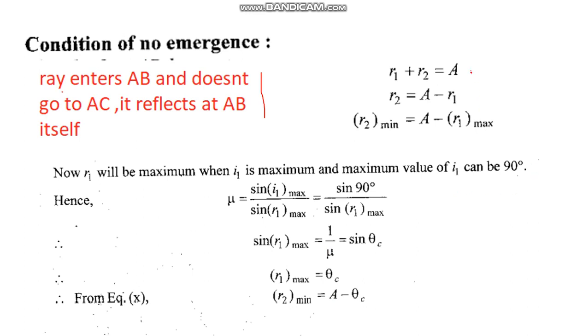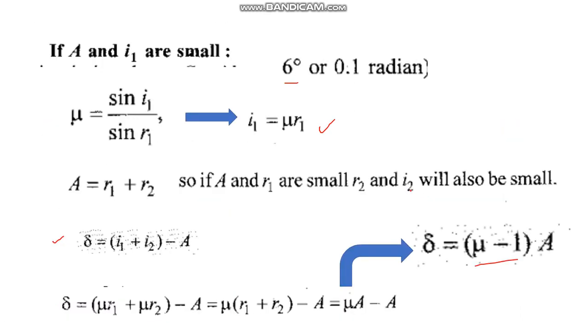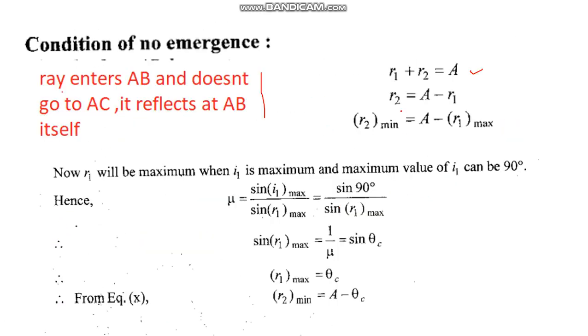This was the equation, right? So when no emergence is happening at the other surface AC, that means this R2 value should be very negligible. And as per the equation, what is the value of R2 you are getting? R2 is equal to A minus R1. R2 should be very less. That means R1 should be very large. R1 max value we have to find out.